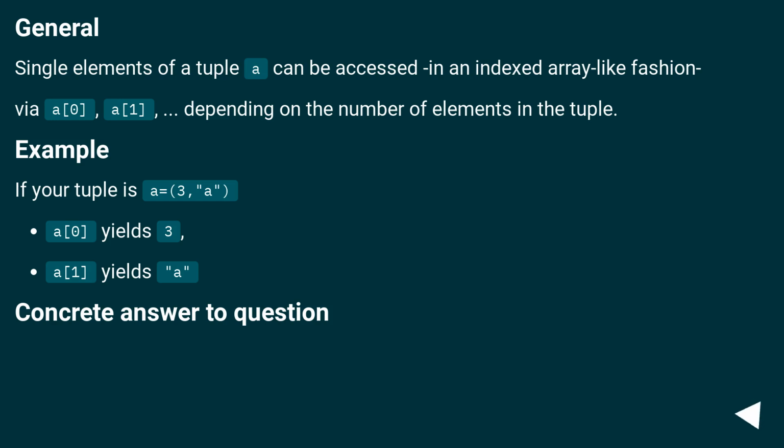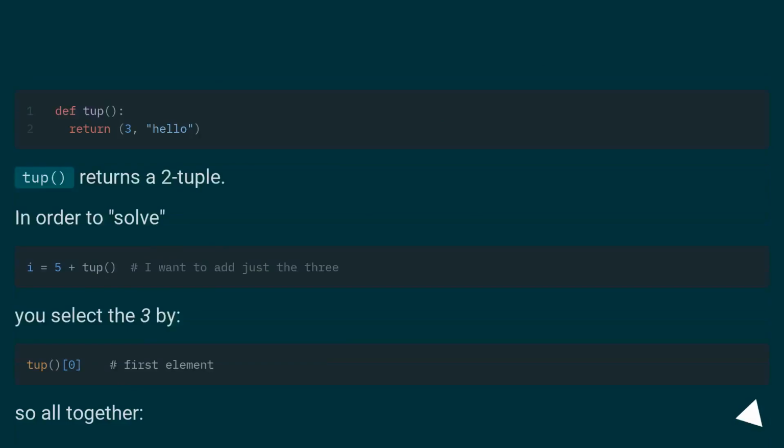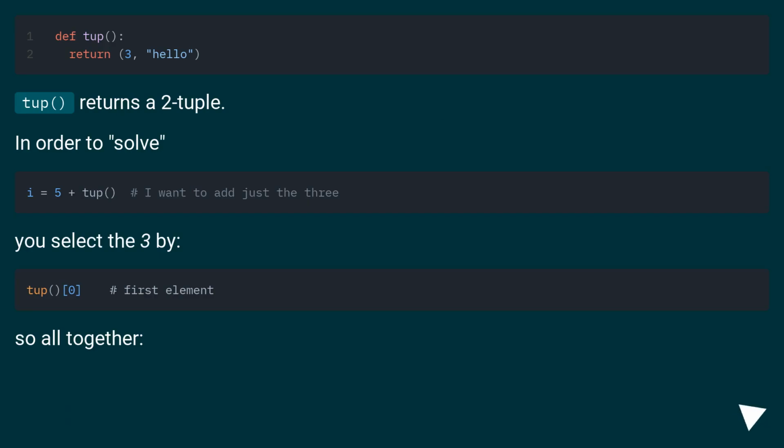Example: if your tuple is a = (3, 'a'), a[0] yields 3, a[1] yields 'a'. Concrete answer to question. The function returns a 2-tuple. In order to solve, you select the 3 by index. So all together.